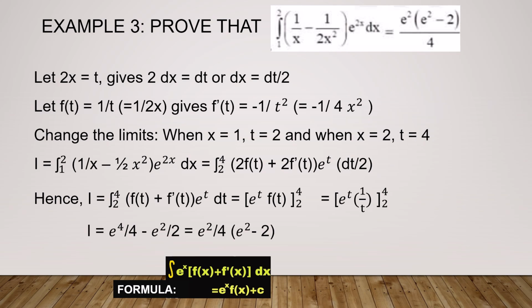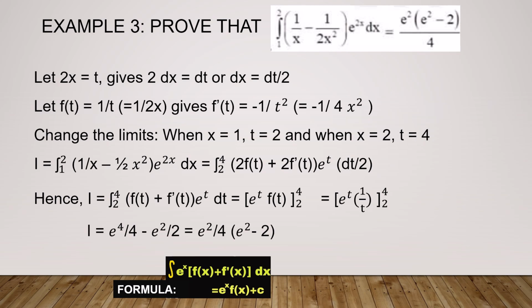So here we will first use the substitution method. We will substitute 2x as some t. So let 2x = t. Differentiating both sides, 2 dx = dt. Why? Because dx we have to change to dt. So dx is dt/2. Now let your function f(t) be 1/t. t is 2x, so f(t) is 1/t, which is basically 1/(2x).